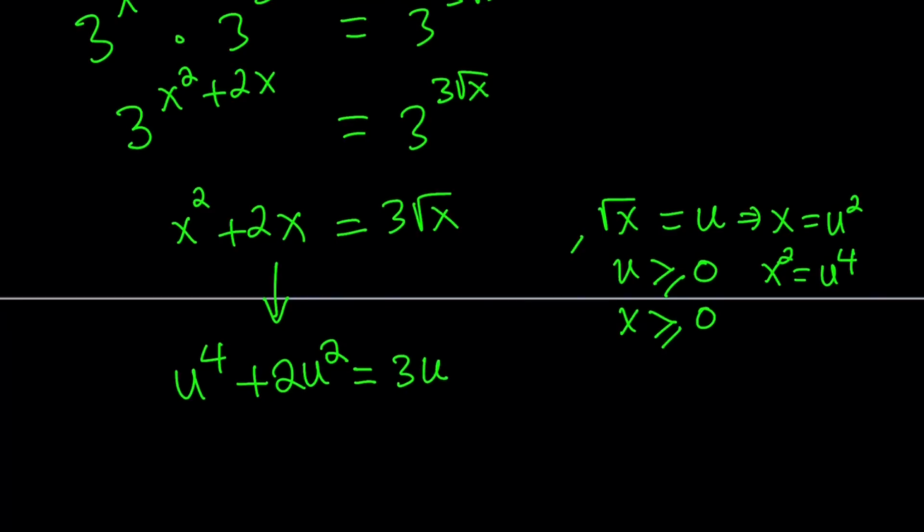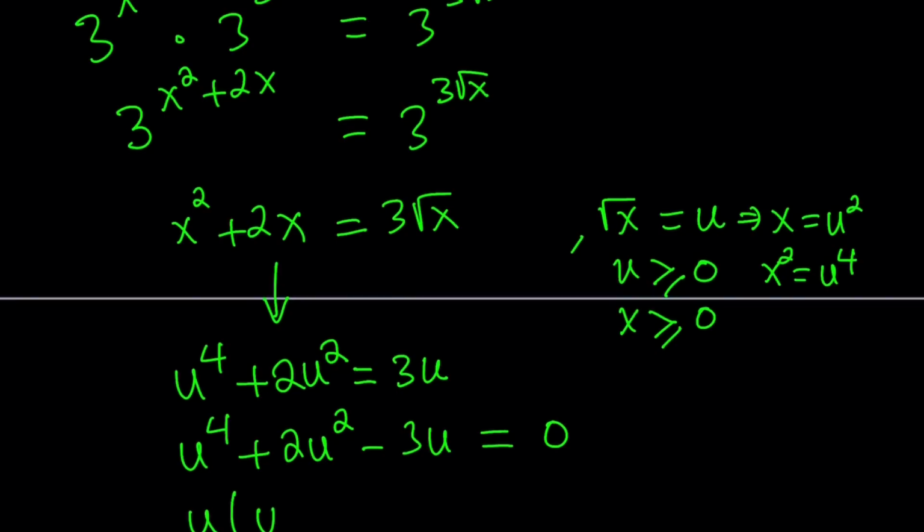And then we're going to go ahead and put everything on the same side. When you're solving an equation, do not cancel out terms. Always put everything on the same side, set it equal to 0, and then factor. So that's what we're going to do next. We're going to go ahead and factor this equation. Take out a u, and you end up with u cubed plus 2u minus 3 equals 0.